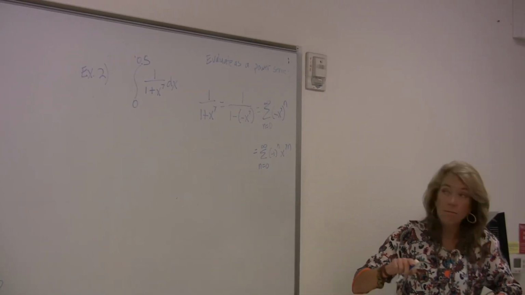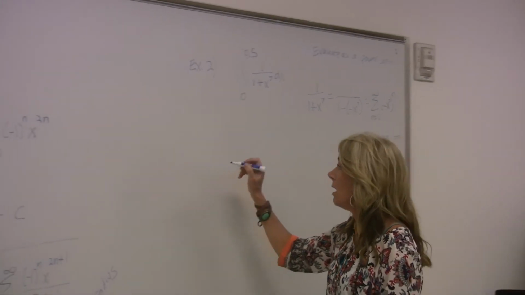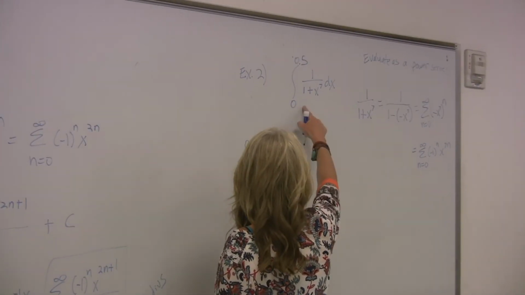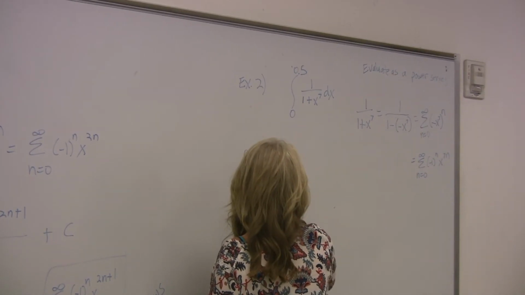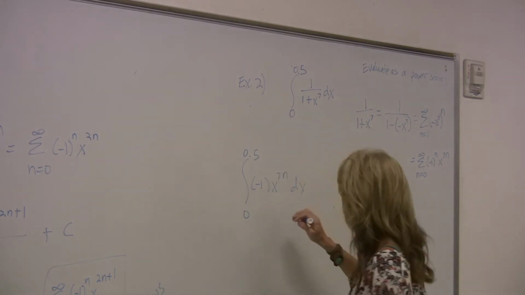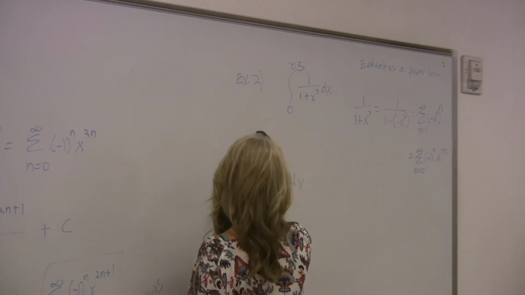We're okay with that? So now I'm going to plug it in here and evaluate this integral. Instead of 1 over 1 plus x to the 7, I'm going to write this. Oops, I lost my series notation. Hang on, I'll move it over.